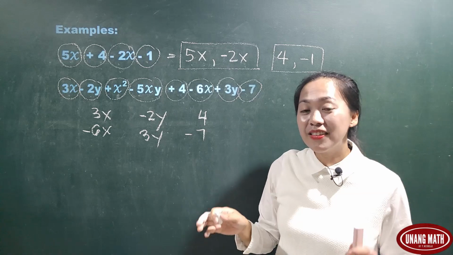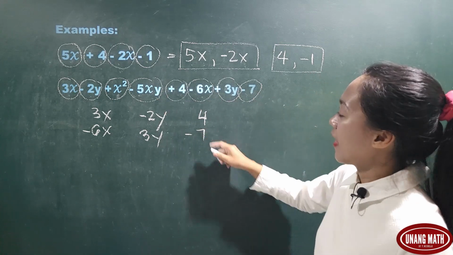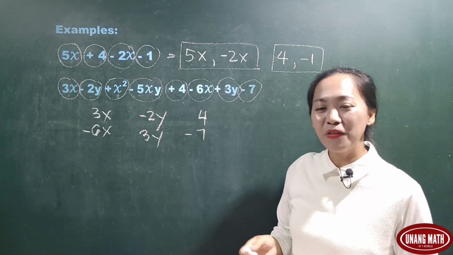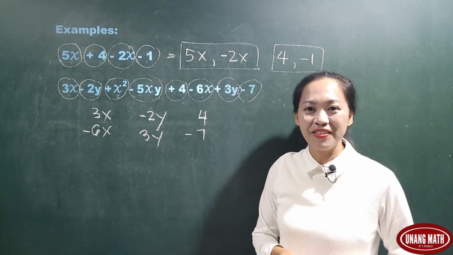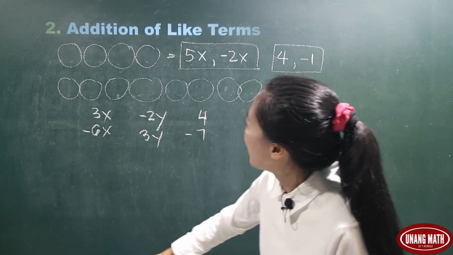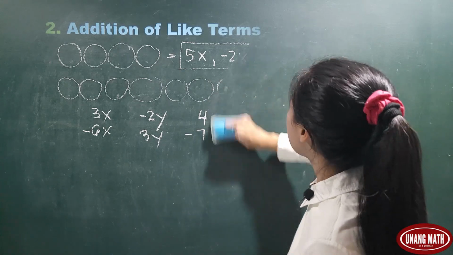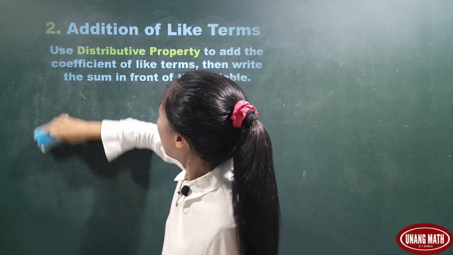These are constant terms in this expression. And these terms are also considered like terms. Okay, let's move on. This time, let's add like terms.